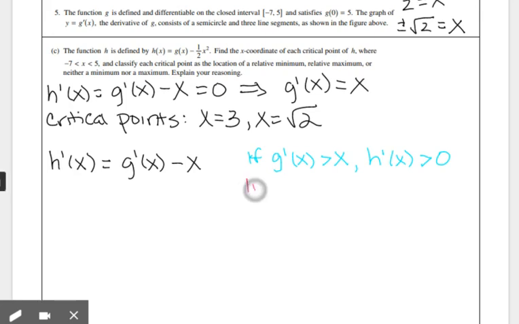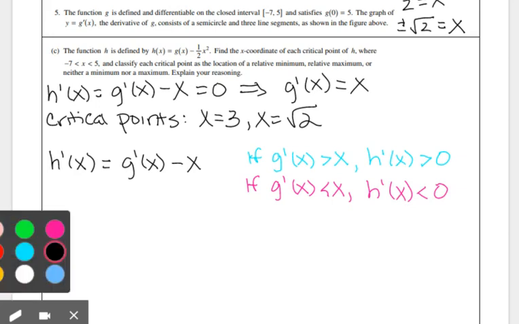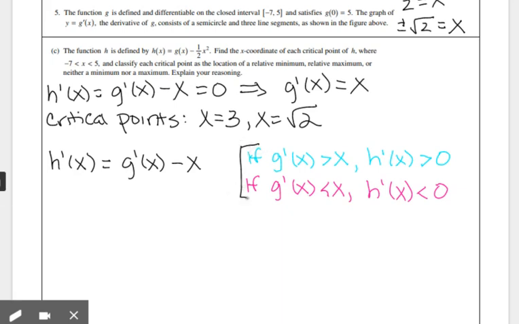If g prime of x is less than x, so if we take a small number and subtract a big number, then we know that h prime of x is going to be less than 0. We're going to get a negative answer. All right, so these two things here are going to be really important as we move forward and make our sign chart for h prime of x.